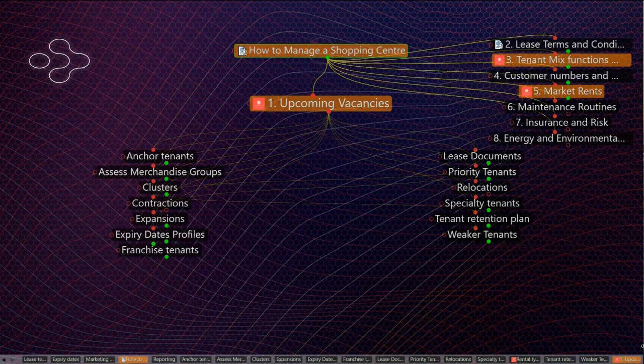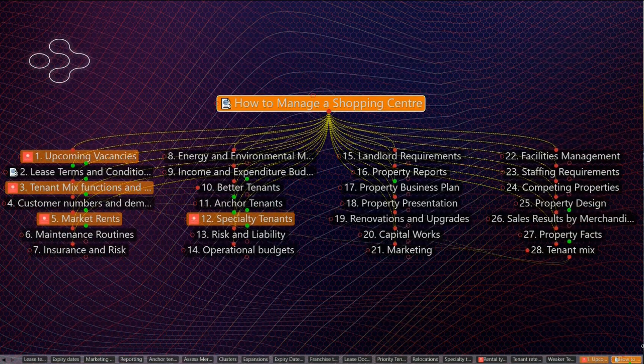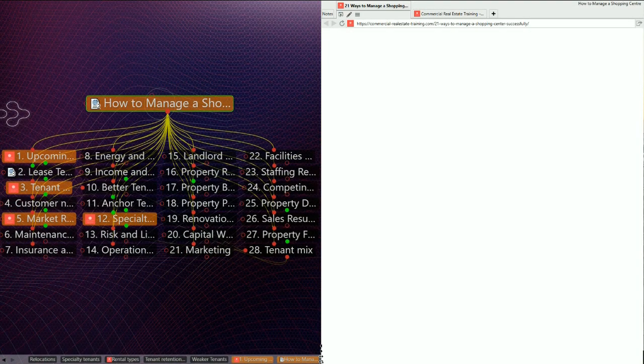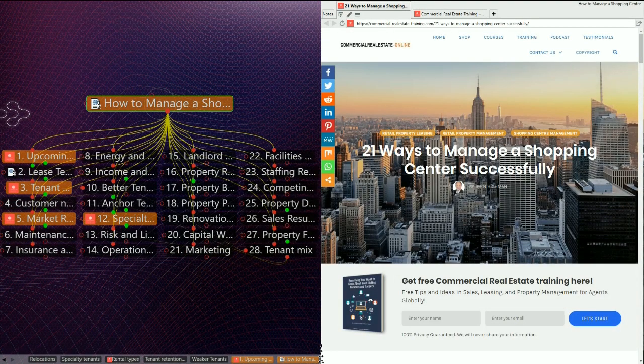This is part of how to manage and lease a shopping centre. Don't forget to check out the main website and particularly get the articles relating to this topic. And there's another article here for you to search out, which is 21 ways to manage a shopping centre successfully.